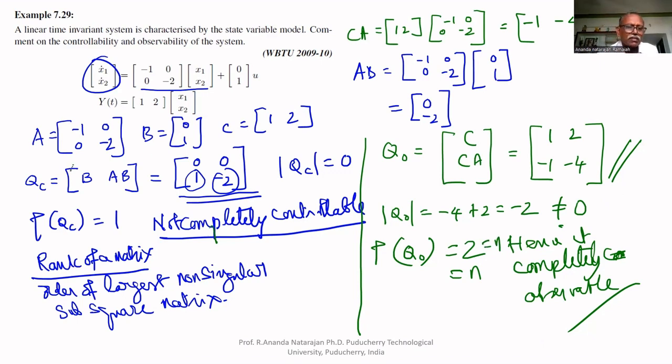But here, the rank of QC is 1, less than 2, less than n. Therefore, it's not completely controllable.